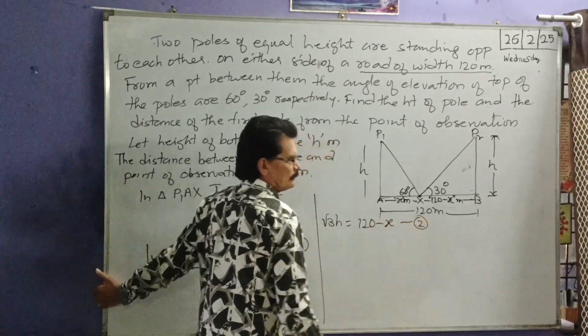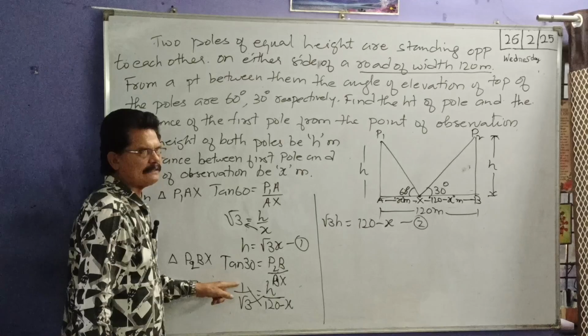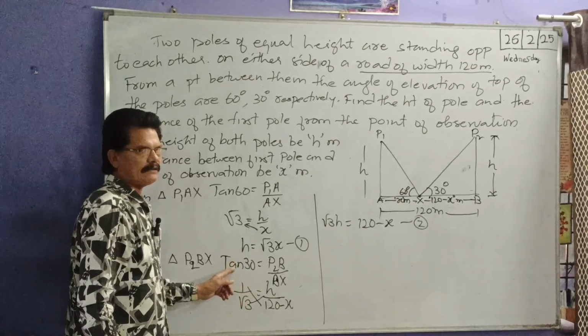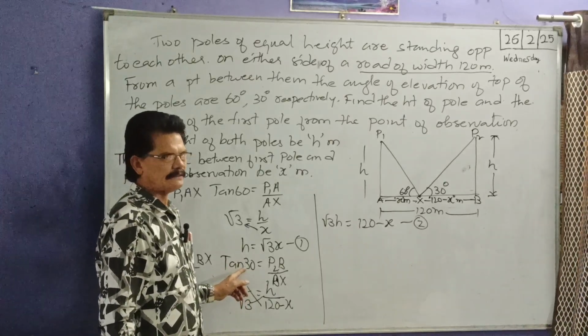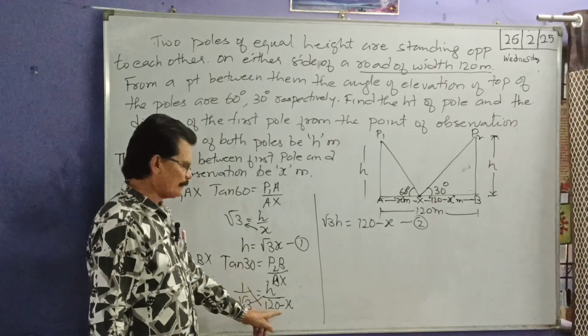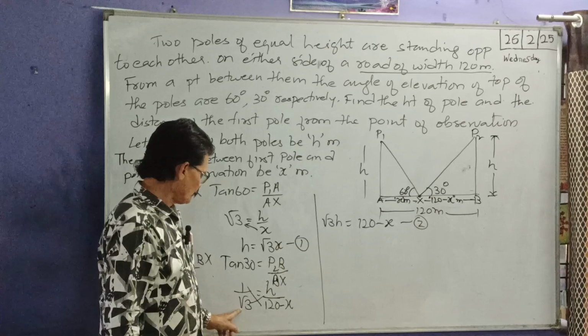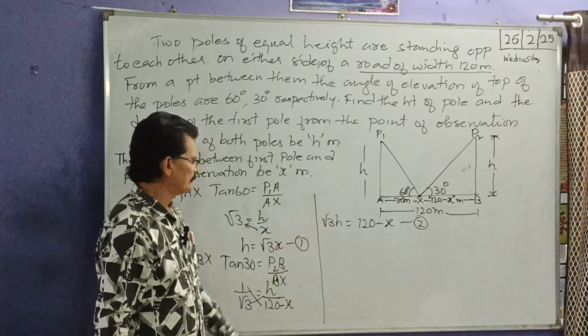Equation 2. 120 minus x into 1 is 120 minus x; one is the multiplicative identity. Root 3 into h is root 3h. Okay?